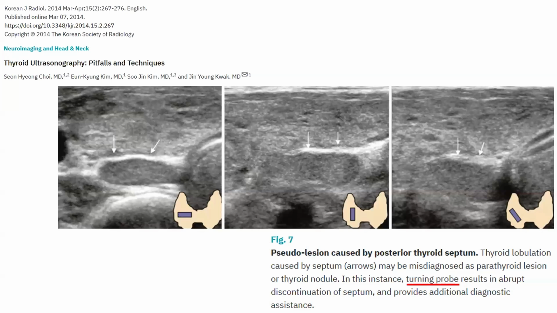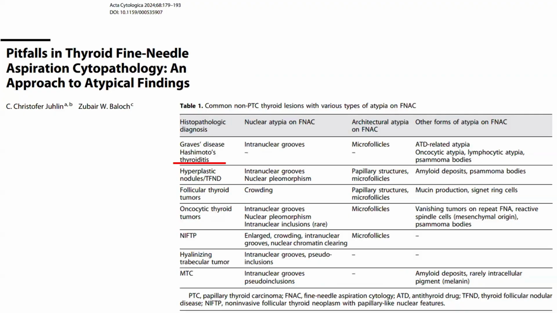When performing thyroid ultrasound, it is not uncommon to mistake thyroid tissue located posterior to the septum for a parathyroid lesion. In such cases, rotating the ultrasound probe in multiple directions during the examination can be very helpful for diagnosis. Even if cytology shows a result of atypical cells, this does not necessarily indicate a thyroid nodule. As you can see, atypical cells can also be reported in cases of thyroiditis.